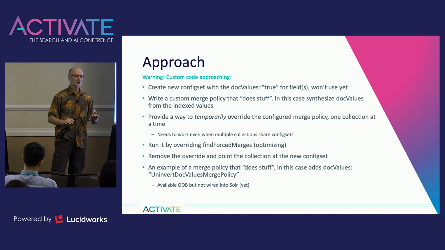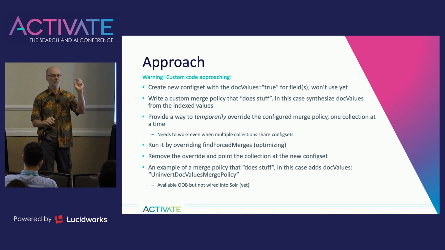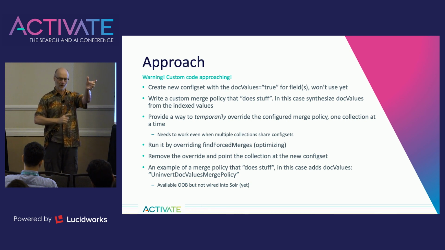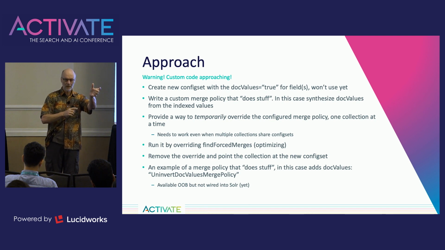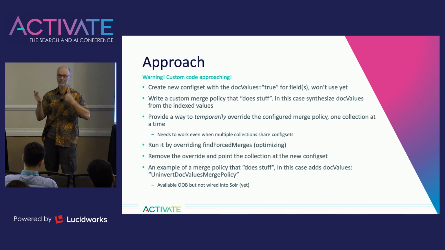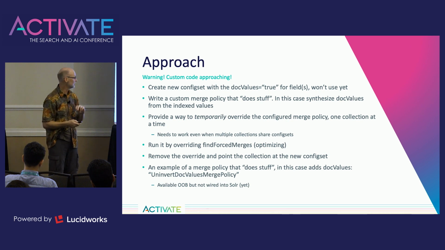So you've got 1,000 collections. I have 2 config sets, old and new. I override the merge policy while the collection is still pointing at the old config set. I run my operation. I then point my collection at my new config set and take away the property. So instead of having to have n number of config sets, you now only have to have 2 in this case.